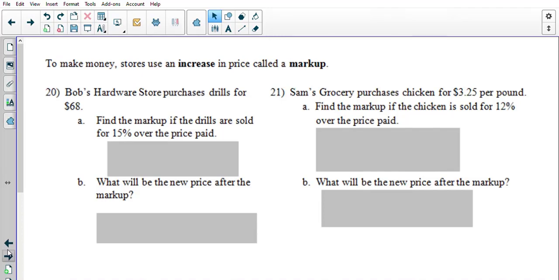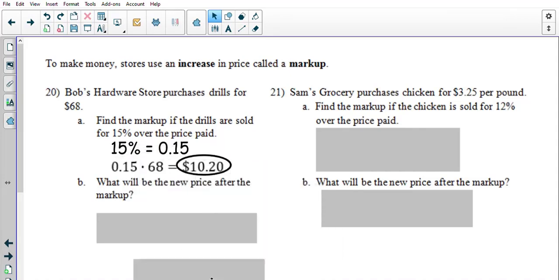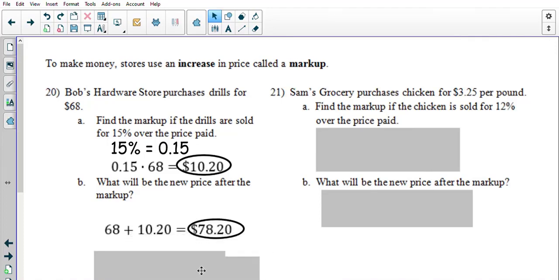Bob's Hardware Store purchases drills for $68. Find the markup if the drills are sold for 15% over the price paid. So we want to figure out how much he's going to increase the price. 15% is 0.15. Multiply it by $68, that's $10.20. So he's going to mark up the price $10.20. What will be the new price after the markup? Well, let's add 68 and 10.20. We get $78.20.